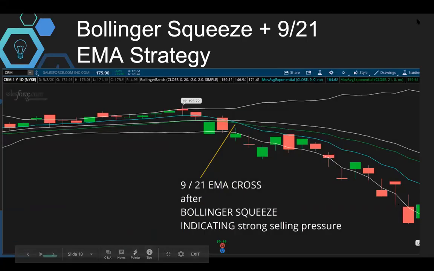Bollinger Squeeze plus the 9 to 21 EMA strategy, right? So this is not even using the stochastics. You have the squeeze happening here, and then as it expands, you have a crossover here. Along with the crossover, what kind of candles do you have here? These are rejection candles. Why are they rejection candles? Because they have a long upper wick.